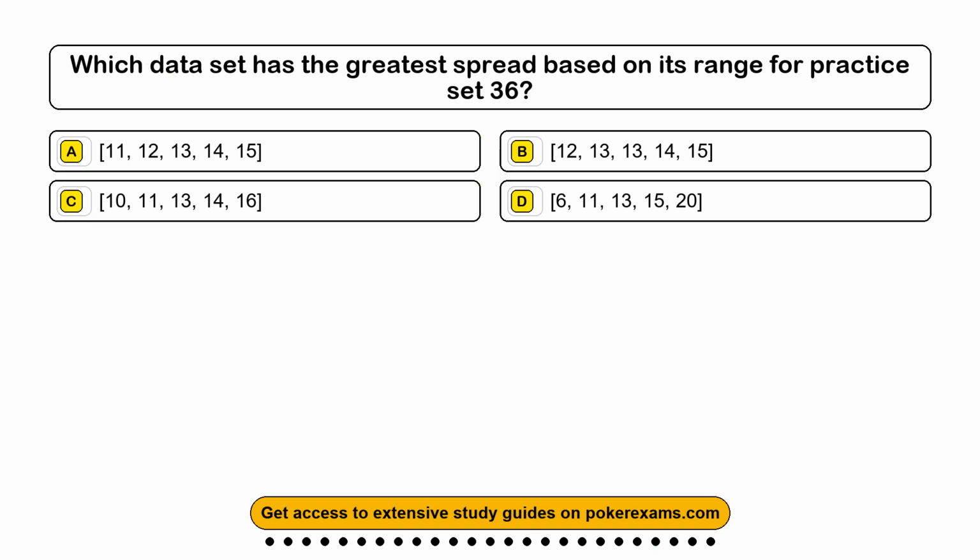Question 21. Which data set has the greatest spread based on its range for practice set 36? Option A 11, 12, 13, 14, 15. Option B 12, 13, 13, 14, 15. Option C 10, 11, 13, 14, 16. Option D 6, 11, 13, 15, 20.